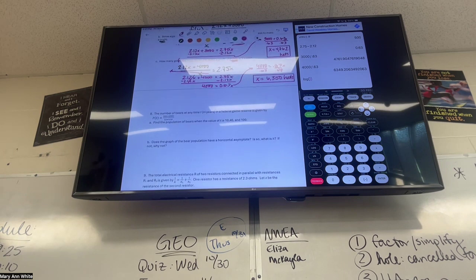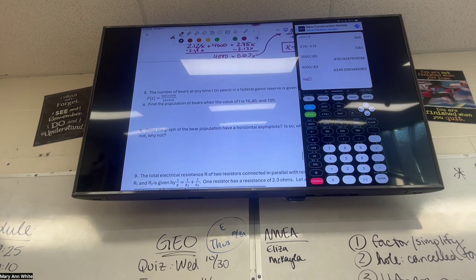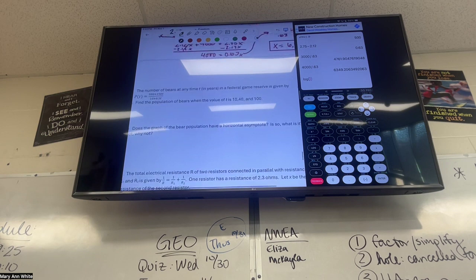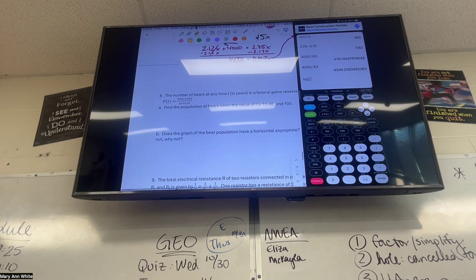Now, this next one's even better because it gives us an equation. We don't have to write it. The number of bears at any time, T in years, in a federal game reserve is given by P of T equals 500 plus 250 T over 10 plus 0.5 times T. Okay. It says find the population of bears when the value of T is 10, 40, and 100.